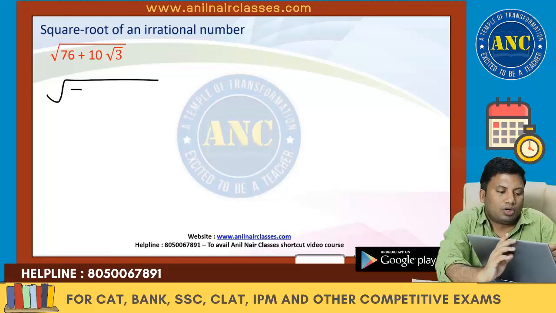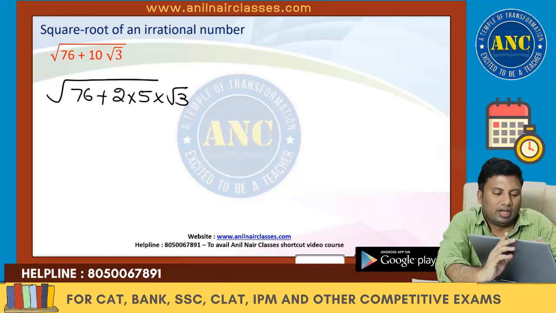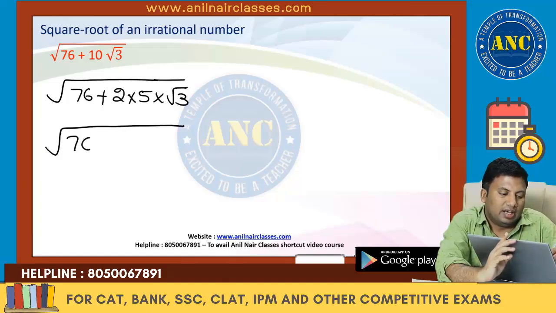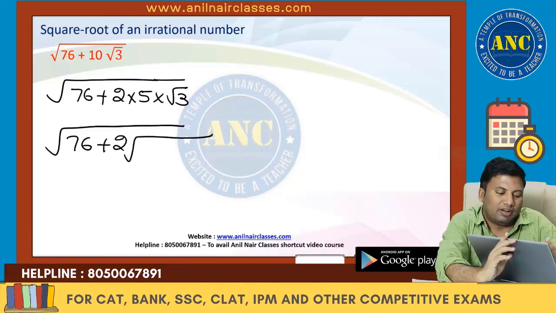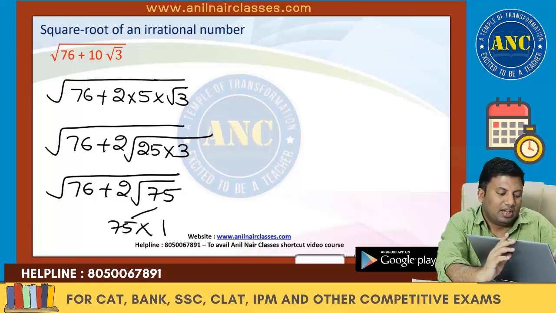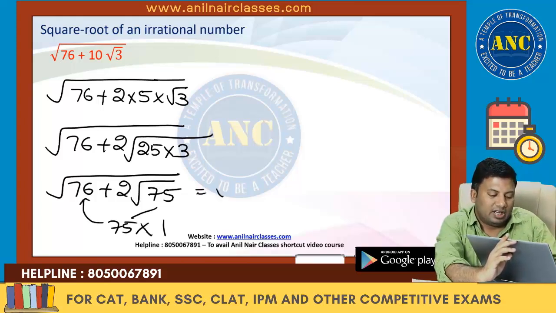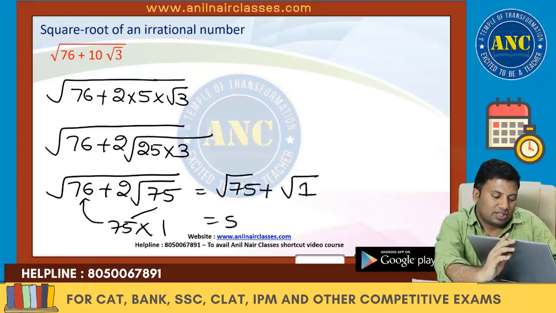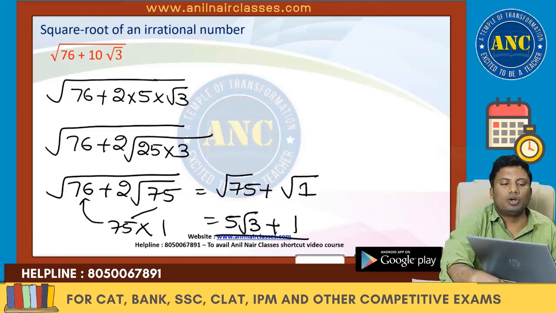Next one, root of 76 plus 2 into 5 into root 3. 5 should go inside. It is 76 plus 2 root of 25 into 3. This is 76 plus root of 75. 75, 1s are 75. 75 plus 1 is 76. It is root 75 plus 1, which is nothing but 5 root 3 plus 1.